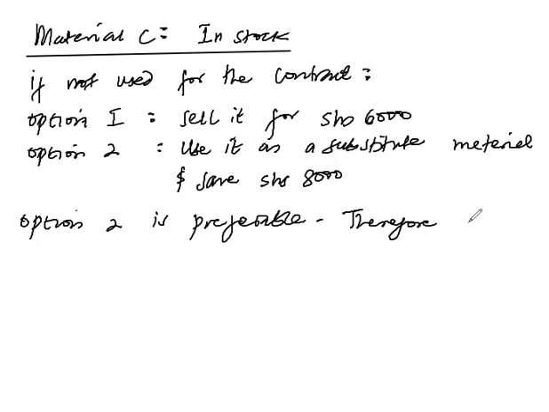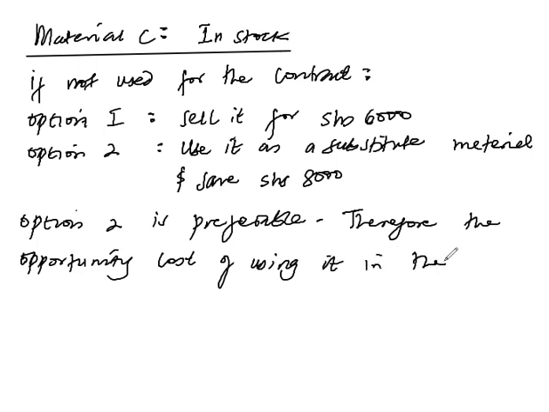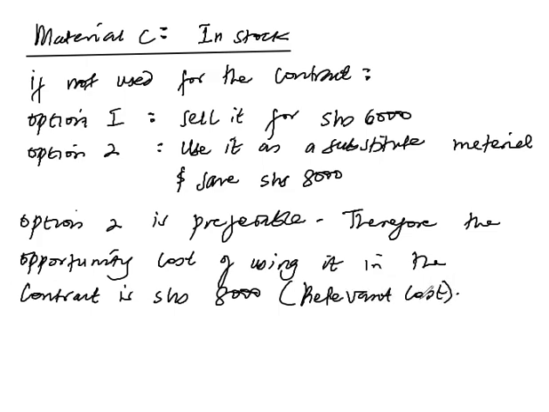Therefore, the opportunity cost of using it in the contract is shillings 8,000. That is the opportunity cost. In other words, that is the relevant cost for material C.